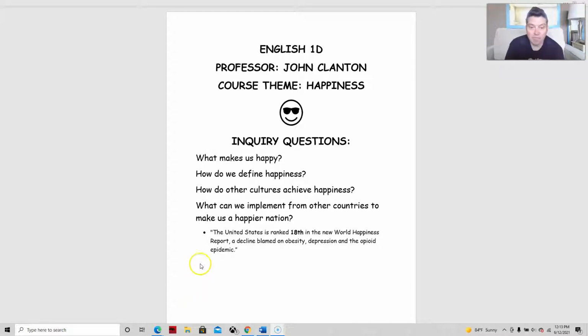This question is based off of the idea that the United States, arguably one of the greatest countries in the world, is ranked rather low on the World Happiness Index. Last year, I think they were ranked number 16, and I just checked again and we dropped 2 slots to number 18. I got this quote from the Washington Post, and they want to blame the decline on obesity, depression, and the opioid epidemic. And of course, I think with COVID, everybody is maybe not as happy as we would have been, although things are getting better.